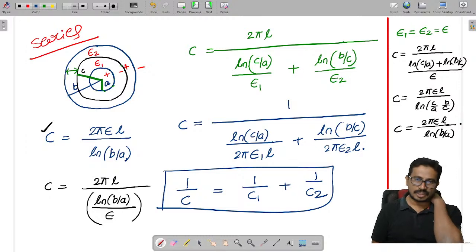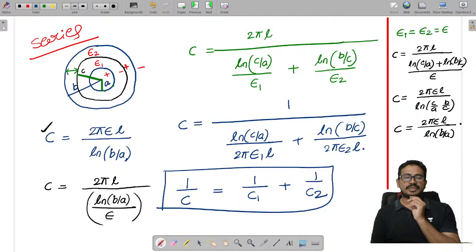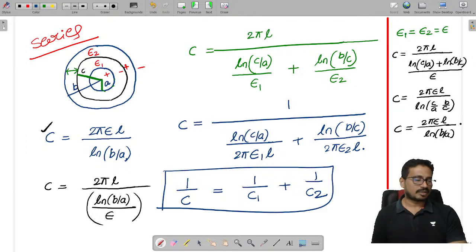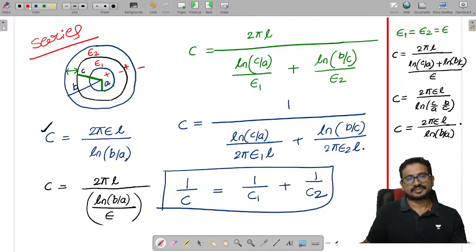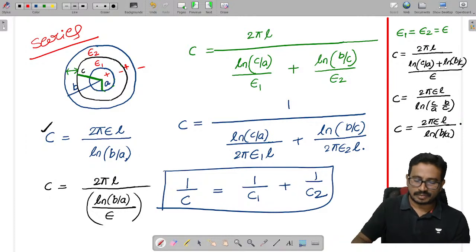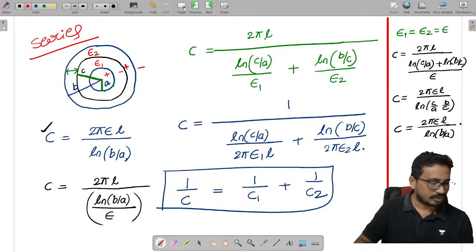So from this also we are able to say, what type of connection is this? You tell me. This is a series connection. Done. Let's move to the next one, the second method.